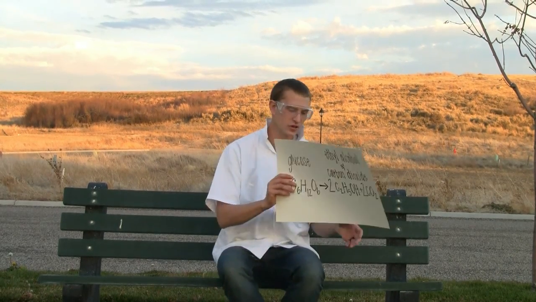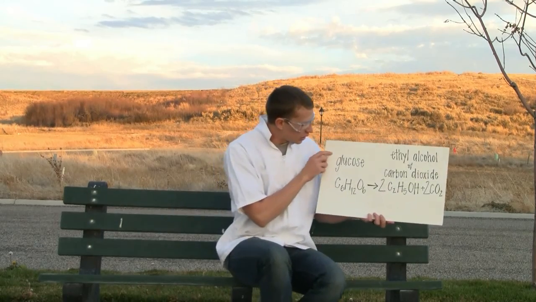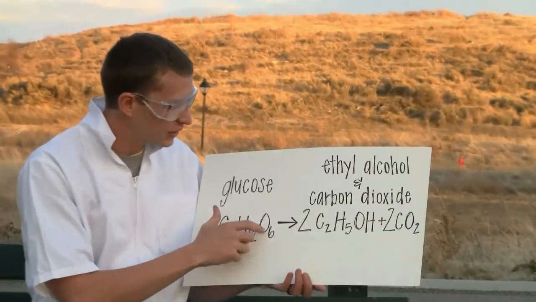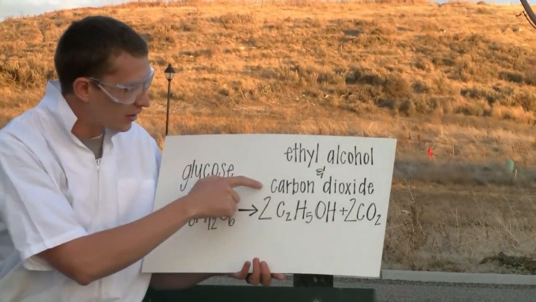Once the cellulose is broken down into sugars, enzymes ferment the sugar and it undergoes the following chemical change. Glucose, C6H12O6, yields ethyl alcohol and carbon dioxide.